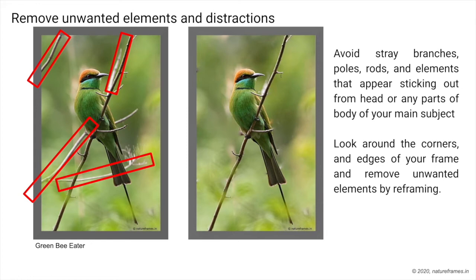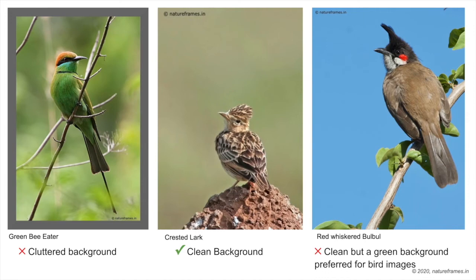While shooting the image, look around the subject and the corners of your camera frame and reframe or move around to remove the distractions. Please note that I am against adding or removing elements in all the bird and wildlife images. The image of the green bee eater is edited for illustration and learning purpose only. Another set of images showing how a clean background elevates the main subject.